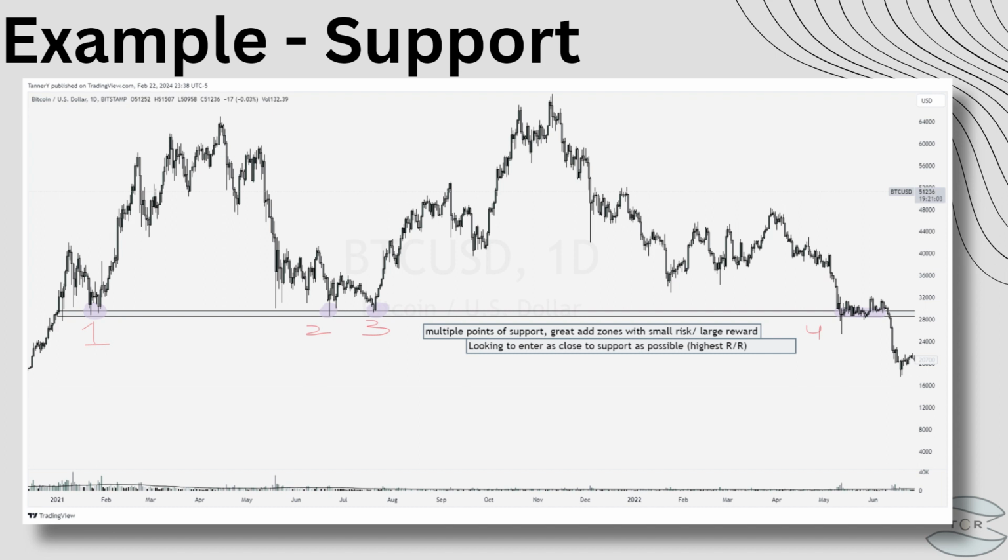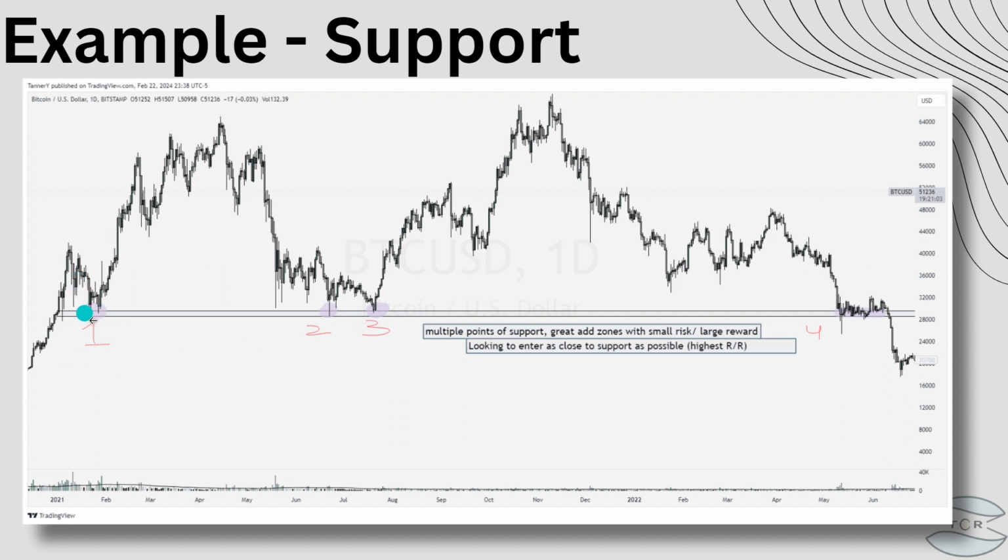That's an area in which Bitcoin has had trouble breaking down through, and it's really been very reactive from there. So if you're looking to get entries on something, support can be a great opportunity. If you enter close to that support, it gives you the best risk reward moving forward. You can see on all these labeled points highlighted in purple, right? You wait for this pullback.